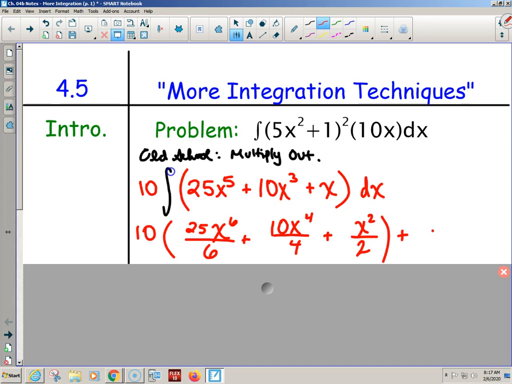Don't forget your plus C. Okay. Do you have a form of the right answer? Yes or no? Okay. How horribly bad was that? Was it possible? Yes. Was there some foiling, like beginning algebra 1 stuff that could have gone wrong? Yes. Were there some places that the power rule could have gone wrong? Yes.